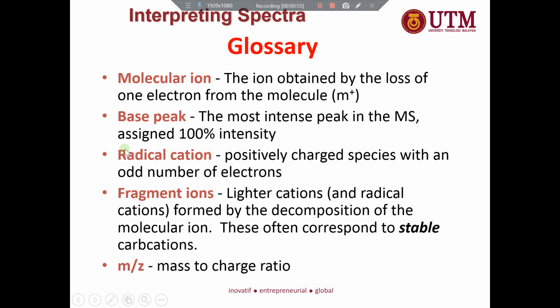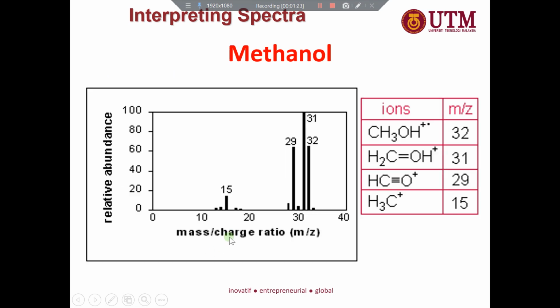Okay, we go through the glossary again. Molecular ion: the ion obtained by the loss of one electron from the molecule. The base peak: the most intense peak in the mass spectrum, assigned 100% abundance. Radical cation: a positively charged species with an odd number of electrons, which also represents your molecular ion. Fragment ions: lighter cations, formed when your molecular ion decomposes to stable fragment ions. And m/z is the mass to charge ratio.